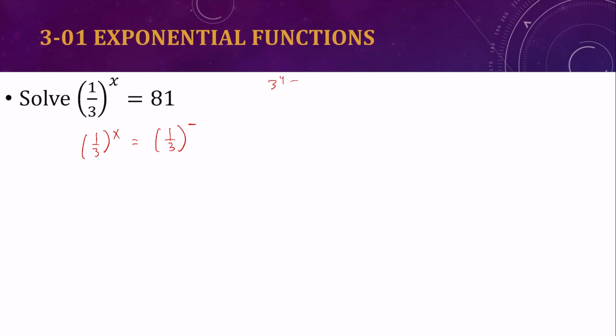Well, 3 to the 4th is 81, so 1/3 to the negative 4 will be 81. The negative reciprocals the base, and then 3 to the 4th is 81. Since the bases are the same, the exponents have to be the same, and x is negative 1/4.